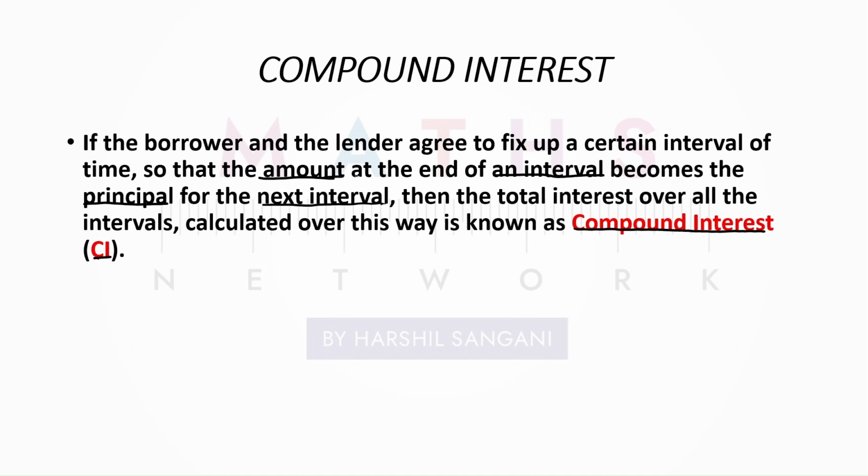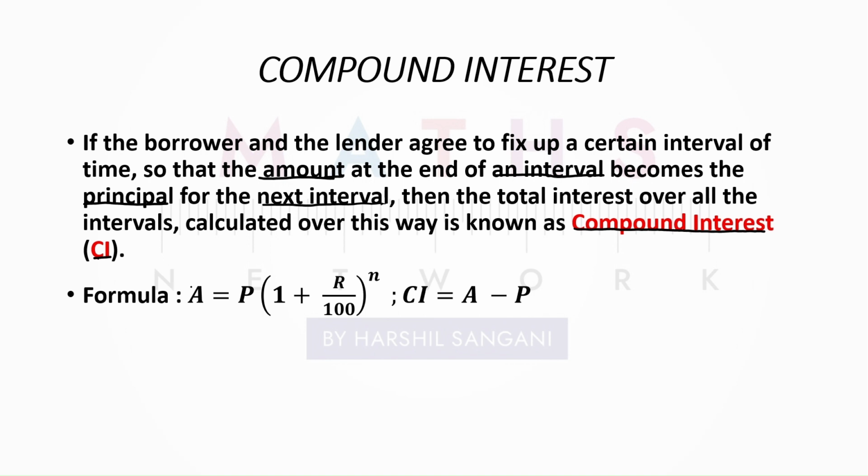Now, let's take a look at the formula. The formula that we have is A equal to P multiplied by (1 plus R upon 100) whole raised to N. Here, the formula is for the amount and not for the compound interest. It is the principal multiplied by (1 plus rate of interest upon 100) whole raised to the N, which is the time period. And the formula for compound interest is the principal subtracted from the amount.